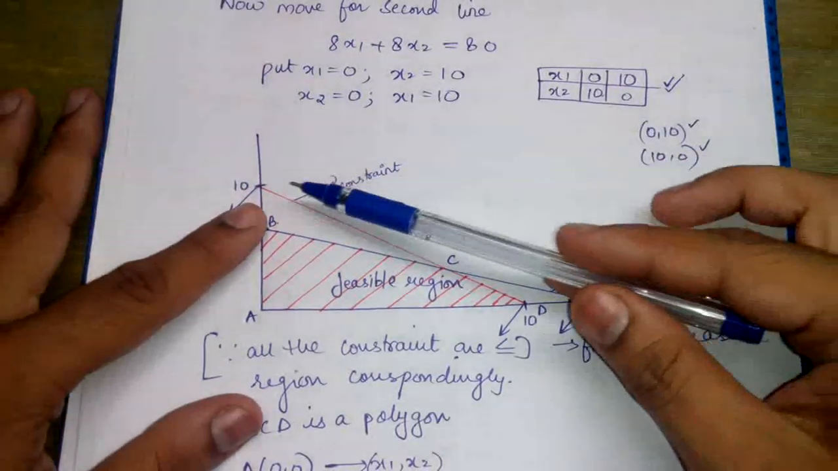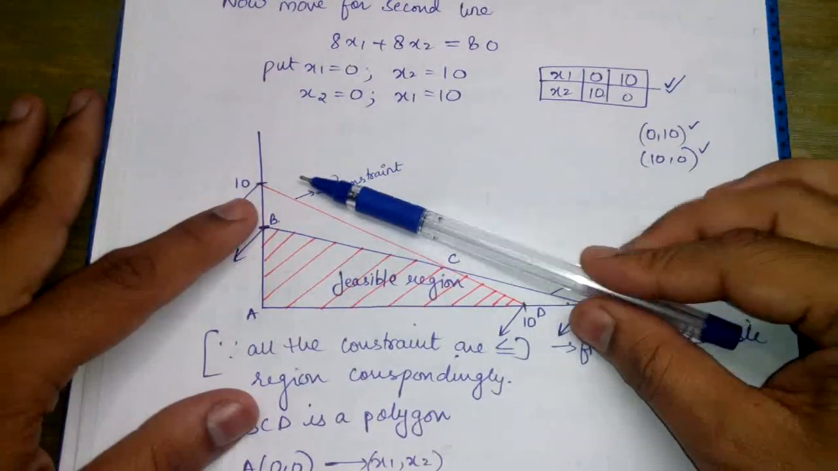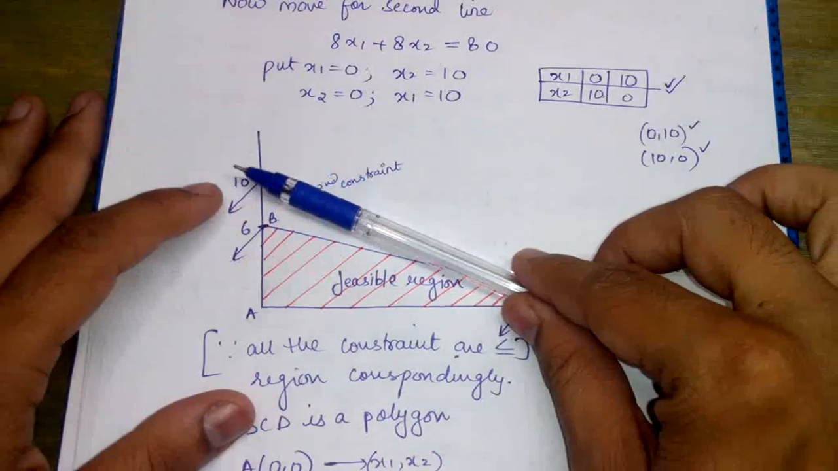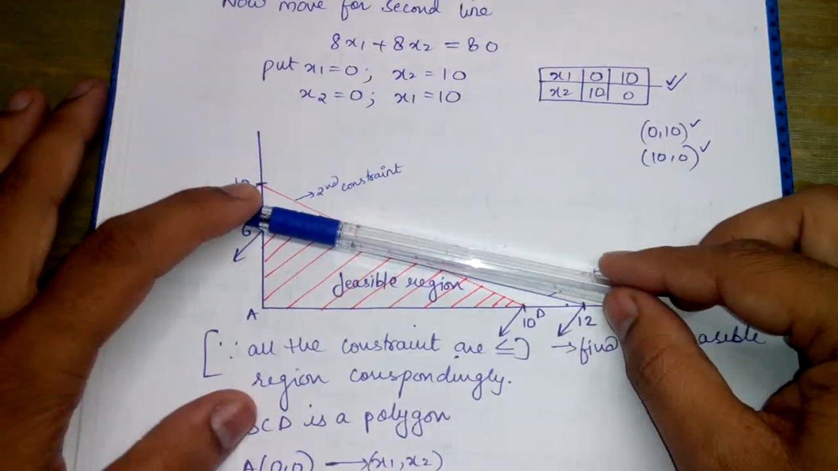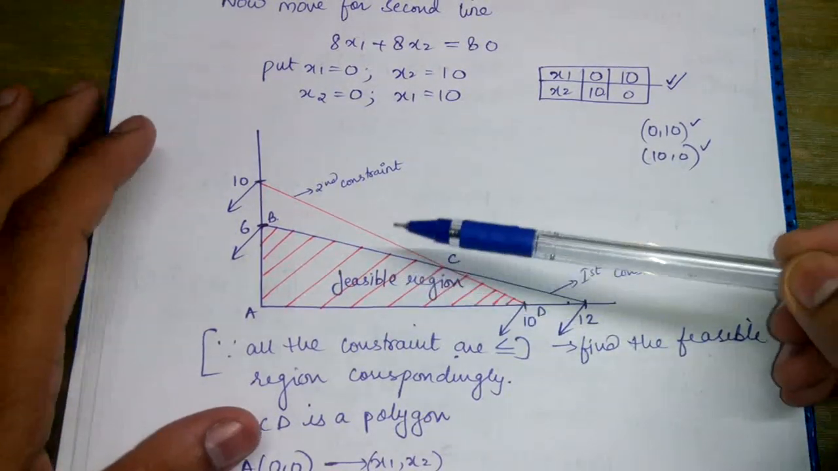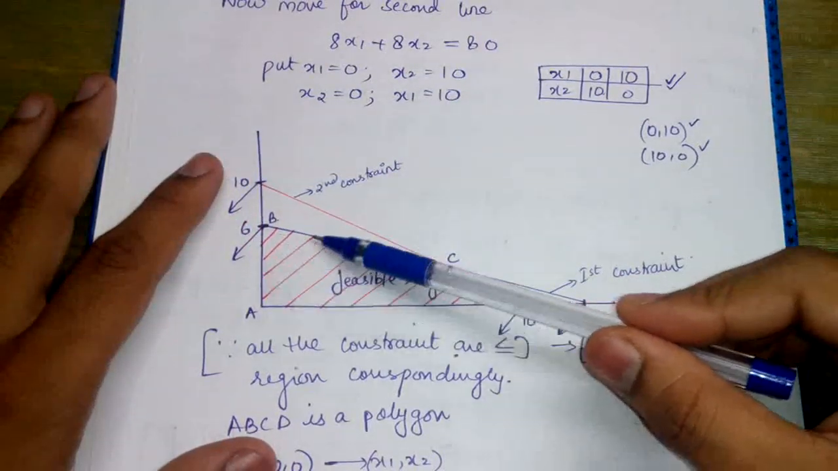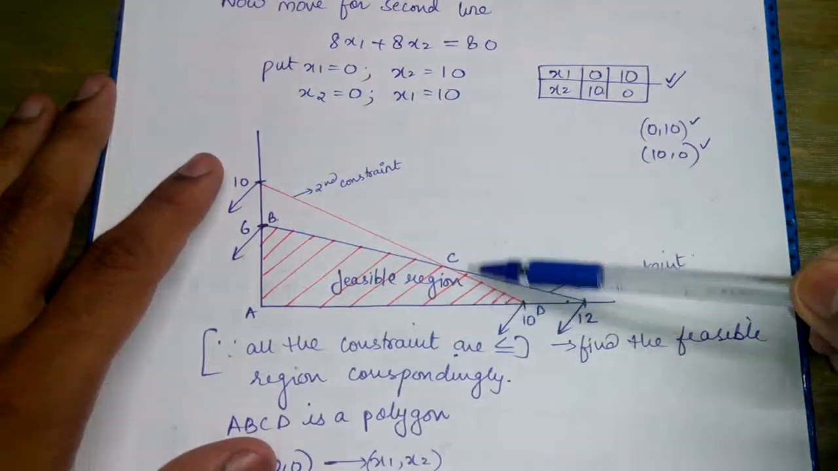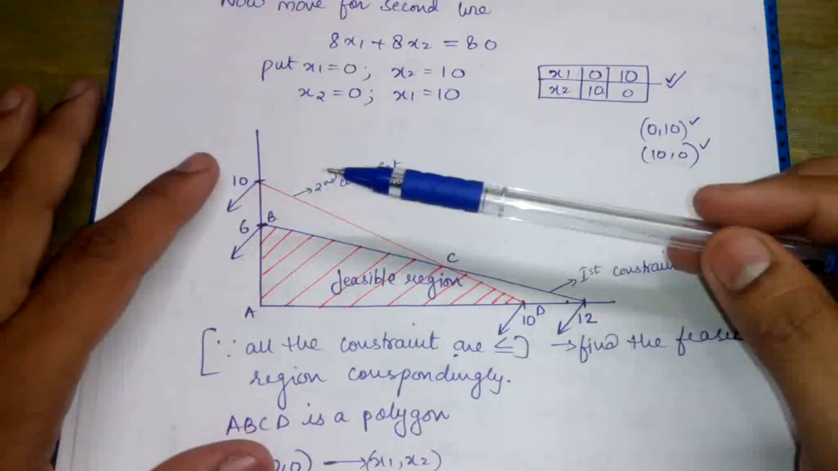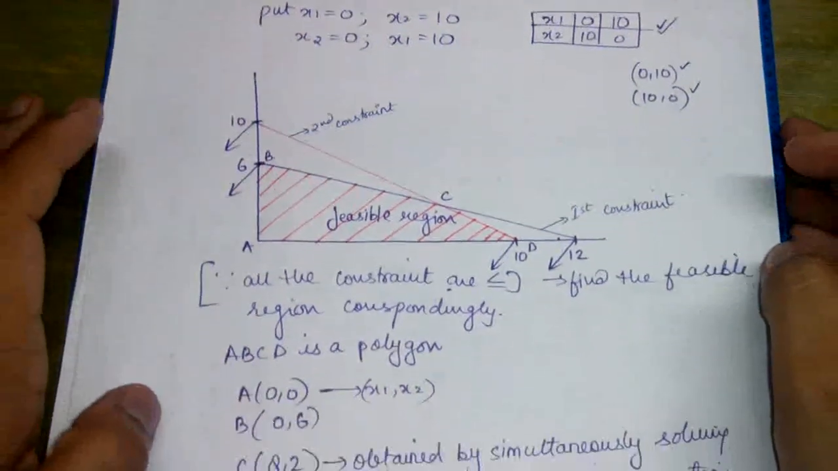On the graph we will mark those two points. What we observe is that for this constraint and this constraint, this red hatched portion is common to both lines, or both constraints. So this common region, obtained after drawing these two constraints, is the feasible region.